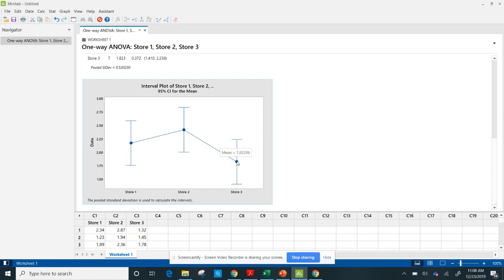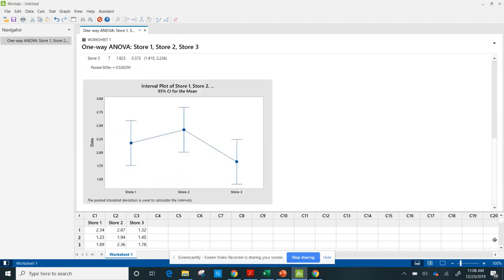But remember, we're looking at the averages. And here we can see the overlap of the confidence intervals. This one's a little bit higher, this one's a little bit lower. But again, the true way for us to do that is to look at the p-value. But let's look at another thing that could happen.